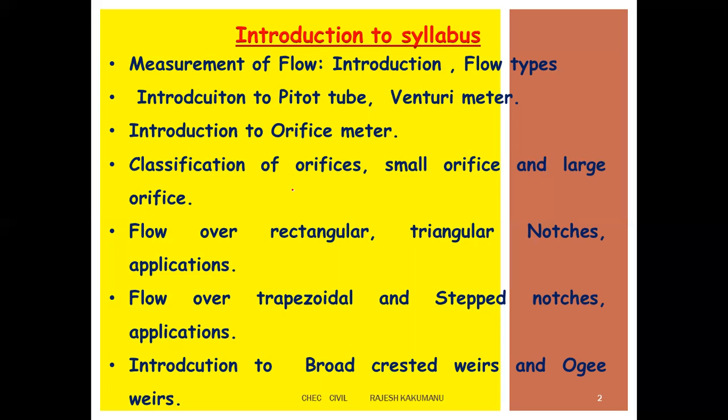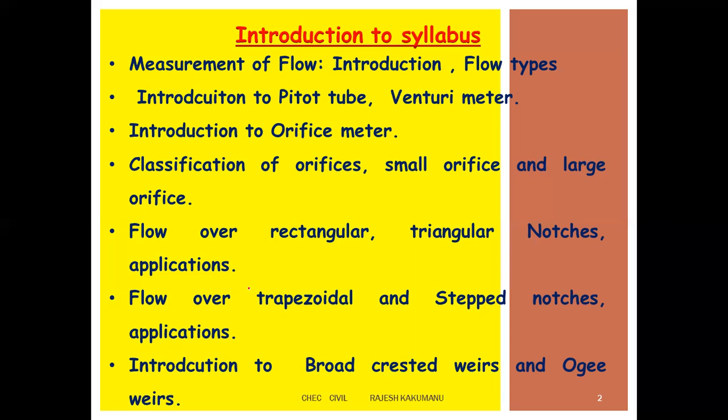The next topic to be discussed is the meaning of a notch. What is a notch and what are the various types of notches, and how does the flow of fluid happen in the rectangular type of notch and the triangular type of notch? Next one, flow over trapezoidal and stepped notches. The next application of the flow is the trapezoidal section and a stepped section.